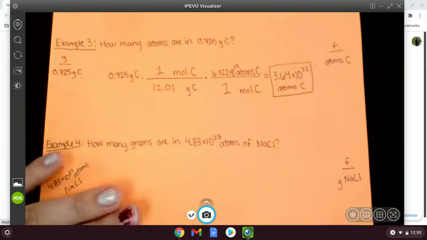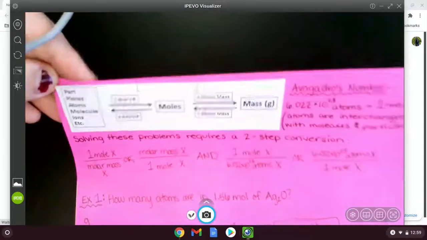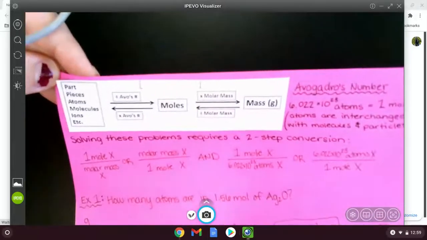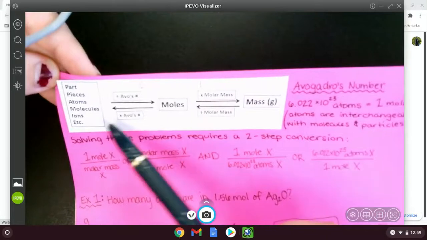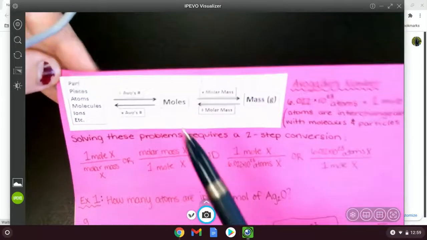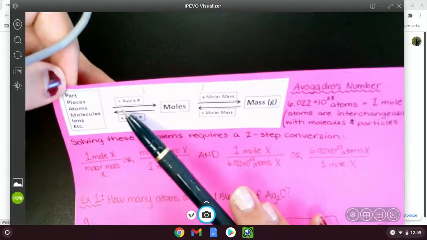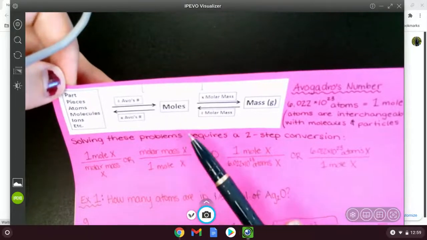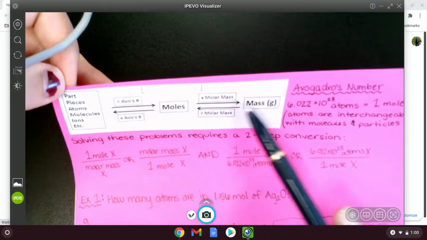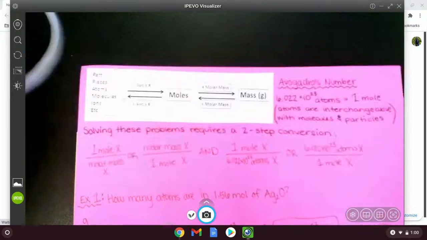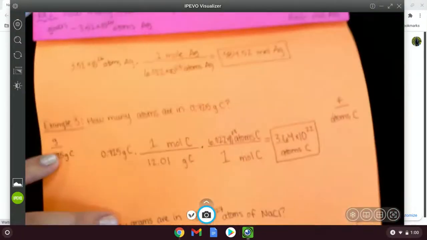Let's consult our chart. We're going from atoms this time all the way to mass. So it's a two-stepper, because the first thing we have to do is divide by Avogadro's number to get to moles, and then multiply by the molar mass to get to grams. So here we go.